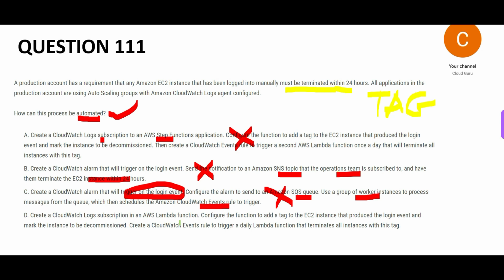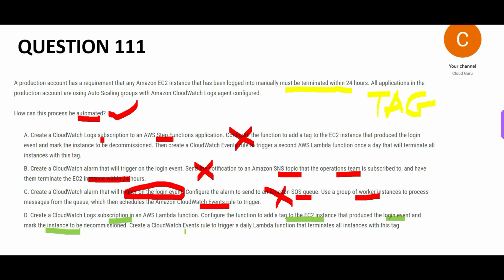So they will have a Lambda function. They will subscribe to the CloudWatch logs. Then they will tag the EC2 instance that produced the login event, and they will mark the instance to be decommissioned. Terminate means you are decommissioning the instance. The instance will die. Okay, you are terminating it.